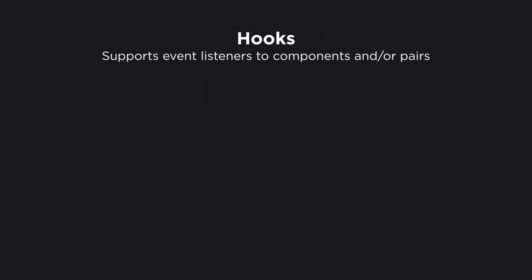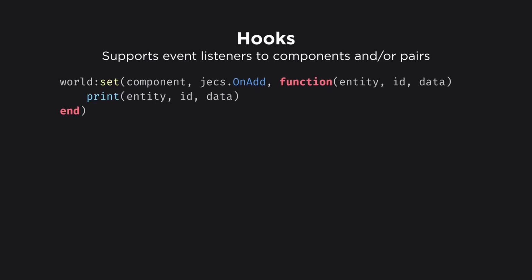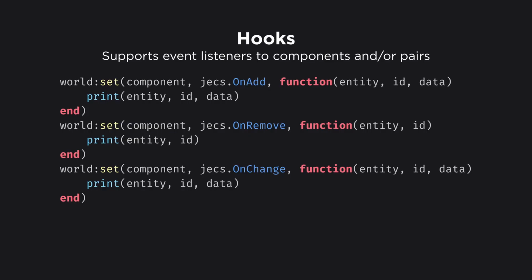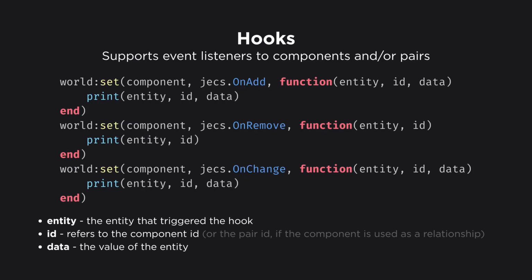Additionally, you can add hooks to a component, which are basically just event listeners. Jecs supports three types of hooks: onAdd, onRemove, and onChange. These hooks act like components themselves, so you would attach them to your normal component using the world set method, where the hook is the second argument, and you would set a callback function as the third argument of the set method. This callback function will contain two arguments itself, the entity that triggered the hook and the ID of your component. For onAdd and onChange, there will also be a third argument, the attribute value of the component for the entity in question, assuming that your component is an attribute and not a tag.